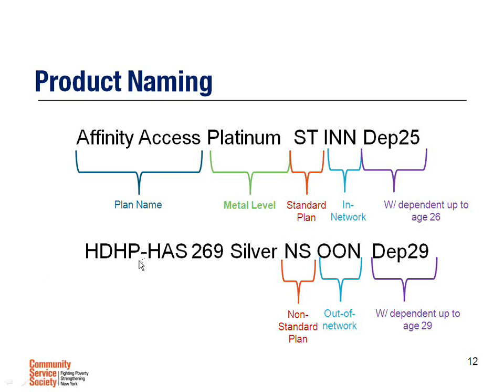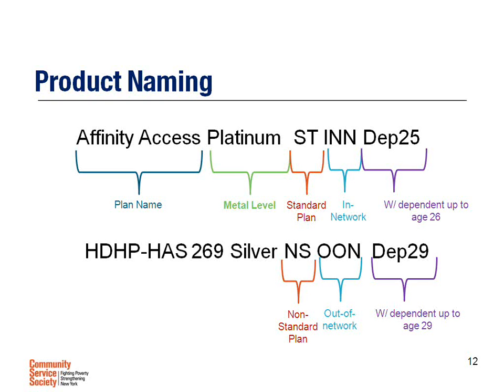I was totally thrown off because this is not a plan available here locally, so I'm not too familiar with that plan. Obviously, the metal level was clear, silver, and I just highlighted that NS is non-standard, and this one will provide out-of-network. And the dependent up until 29, that in fact is up until 29. It's not up until 30, okay? That's again what threw me off, how they outline the dependent 25 versus the dependent 29.